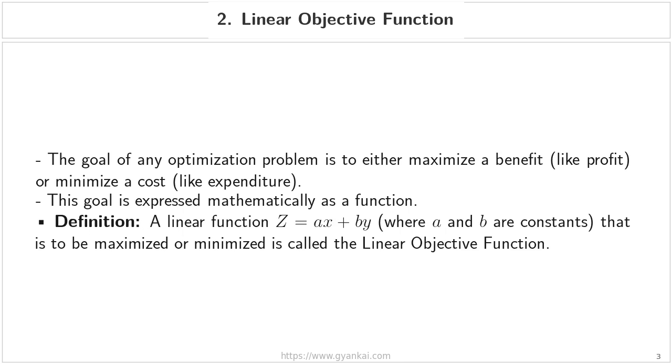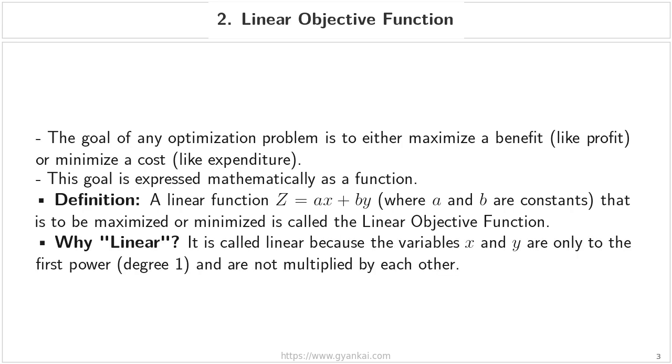Formally, we define the linear objective function as a linear function, which we denote as z equals ax plus by, where a and b are constants. Our task is to find the values of x and y that make z as large as possible or as small as possible. Now you might be wondering, why do we specifically call it linear?